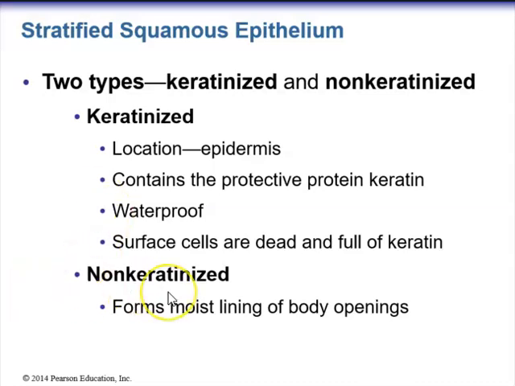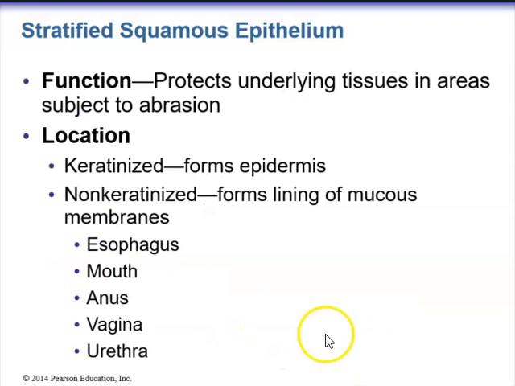Now, the non-keratinized type of stratified squamous epithelium forms the moist lining of body openings. So again, the function of stratified squamous epithelium is to protect underlying tissues in areas that are subject to abrasion. Keratinized stratified squamous epithelium is found in skin. It mostly forms the epidermis. And then the non-keratinized is found lining mucous membranes such as the esophagus, mouth, anus, vagina, and the urethra.